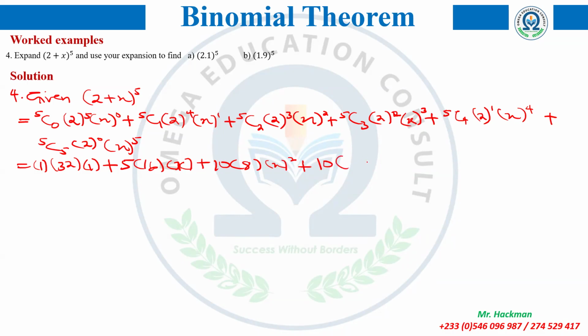Okay, then you get what? 4, which is 2 squared, then x cubed. We are pushing the powers in, then plus 5 combination 4 is what? It's 5. Then you will get 2 to the power 1, which is 2, then times x to the power 4. But this time around, the 4 will come inside. Then plus 5 combination 5 is 1. Then 2 to the power 0 is also 1. Then x to the power 5. Is that clear?